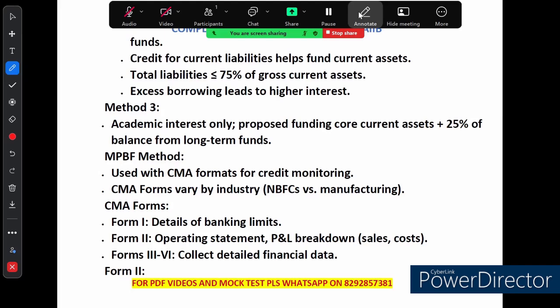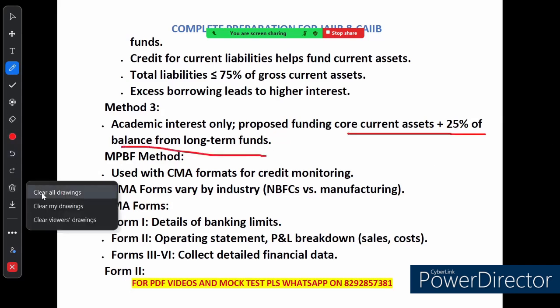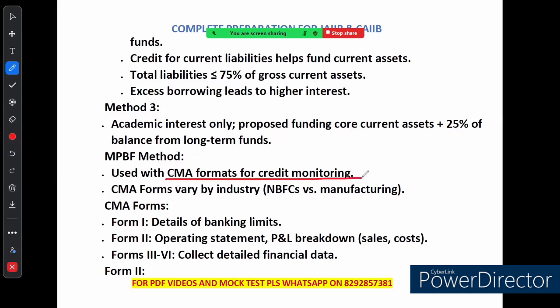Now let's talk about method 3, I think, right? So let's continue exploring how banks lend money for working capital and introduce you to a key method. Before that, method 3 says, which is of academic interest only, propose funding core current assets plus 25% of the balance from long term. So this MPBF is to be used with the CMA format for credit monitoring.